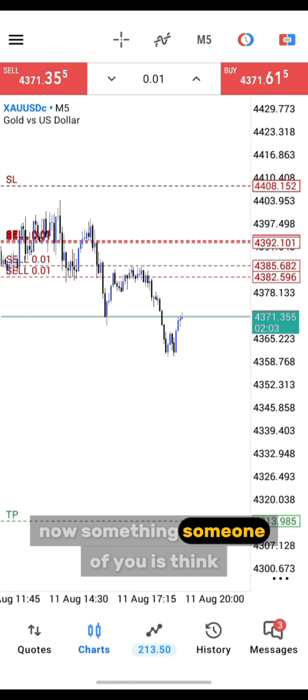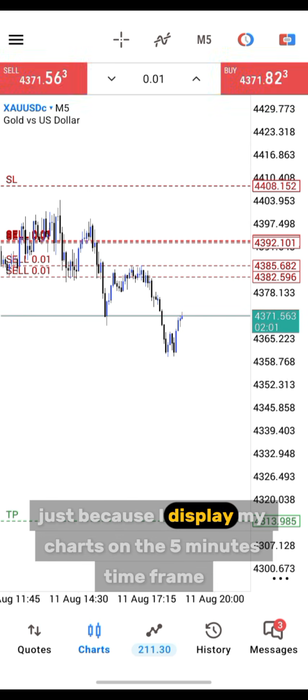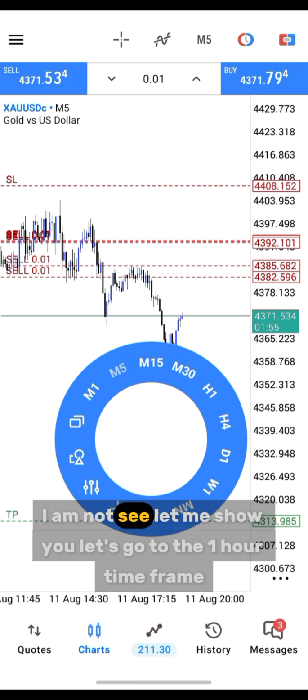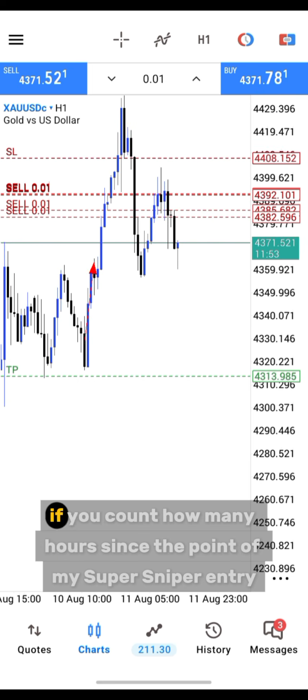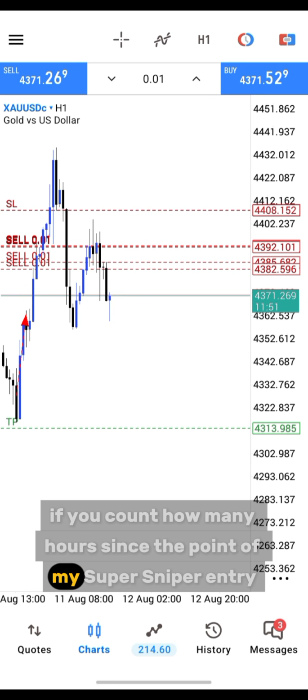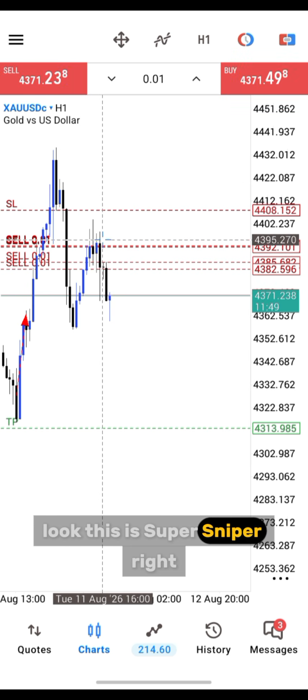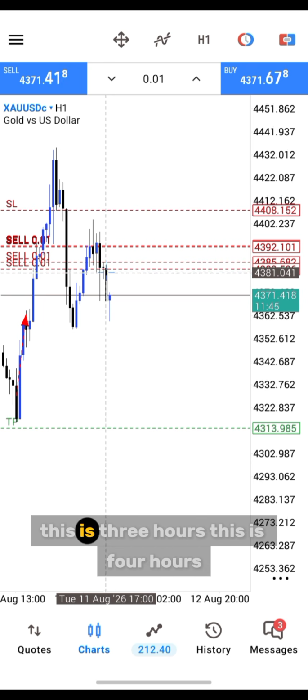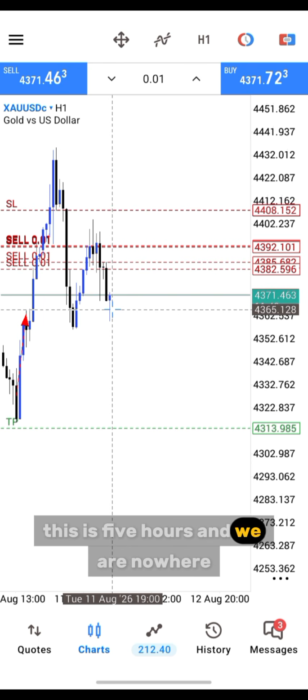Now, some of you might think just because I display my charts on the 5 minutes time frame, I don't hold my trade for hours. I do. Let me show you. Let's go to the 1 hour time frame. If you count how many hours since the point of my super sniper entry, a very lovely super sniper entry, this is 1 hour, 2 hours, 3 hours, 4 hours, 5 hours, and we are nowhere near take profit.